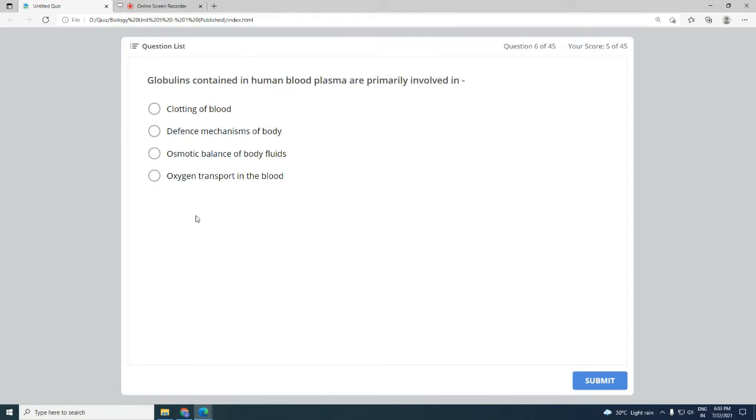The answer for the sixth question is defense mechanisms of the body.